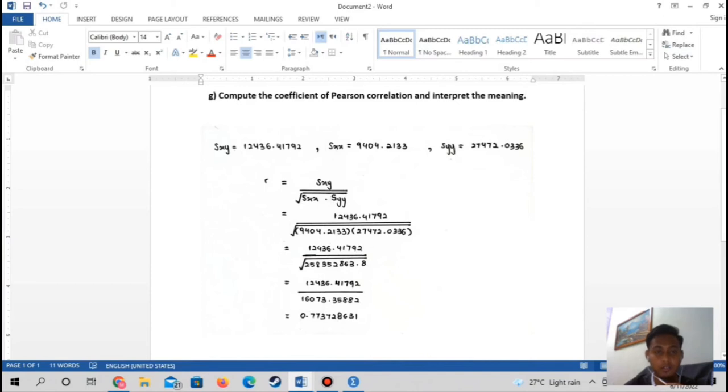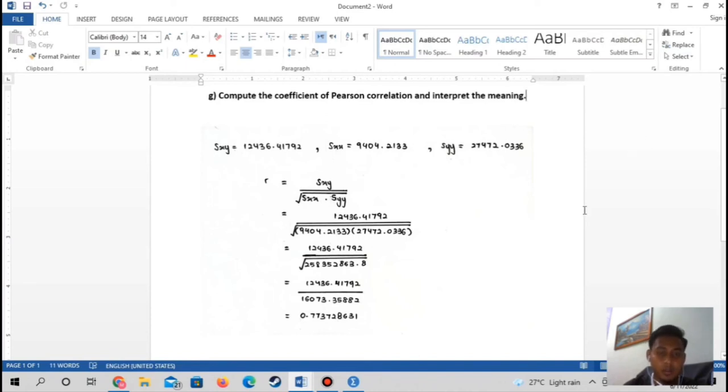So right now I will explain about question G and H. The first one is to compute the coefficient of Pearson correlation and interpret the meaning. The Pearson coefficient is a type of correlation coefficient that represents the relationship between two variables that are measured on the same interval or ratio scale. The Pearson coefficient is a measure of the strength of the association between two continuous variables.